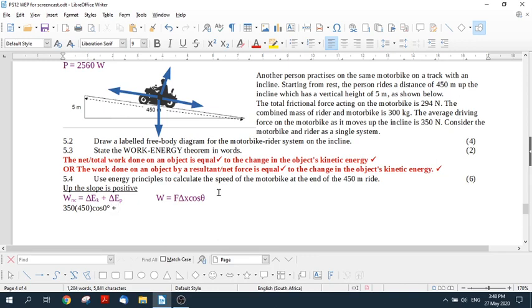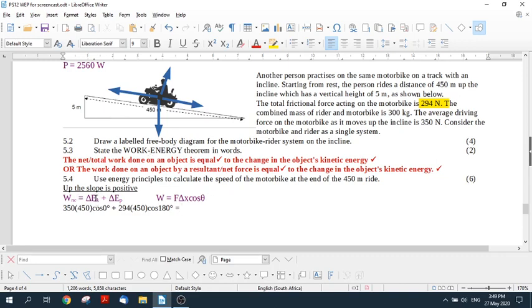Now I'm going to add in my other non-conservative force, which is the friction. Can you see here we've got the friction there, 294 newtons. So now this is going to be 294. It's also acting on the whole slope, which is 450 meters, so it's being displaced that much, times the cos of, which way is friction acting? In the opposite direction. So it is times the cos of 180, so that will become a negative number.